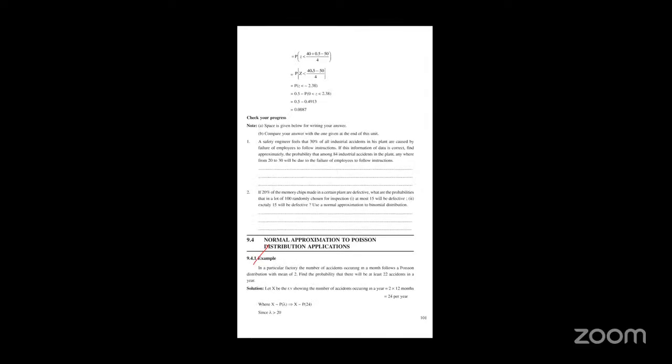Example: in a particular factory, the number of accidents occurring in a month follows a Poisson distribution with mean 2. What they are saying is, in any factory, the number of accidents occurring in a month follows a Poisson distribution. They are saying the mean is 2. Find the probability that there will be at least 22 accidents in a year. So what is the probability then?